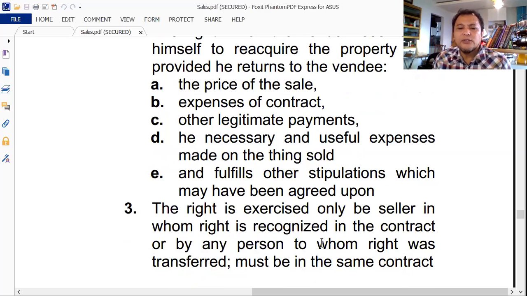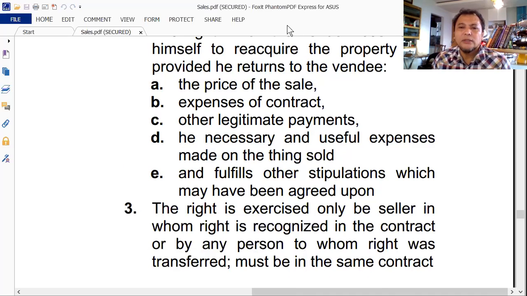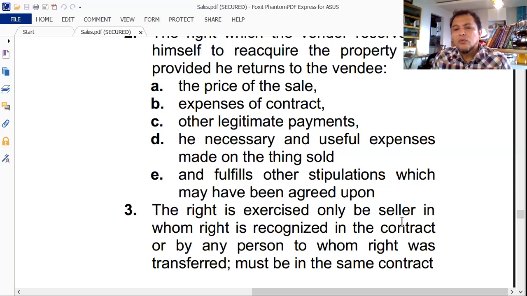So the right is exercised only by the seller, in whom the right is recognized in the contract, or by any person to whom the right was transferred. So if the seller has transferred it to another person, it can still be exercised by that person. It must be in the same contract. So the conventional redemption can be exercised by another person, which is the transferee of the seller, but it must be stated in the same contract.